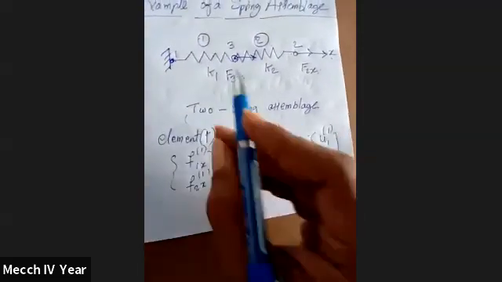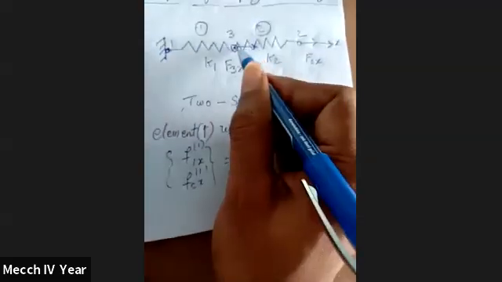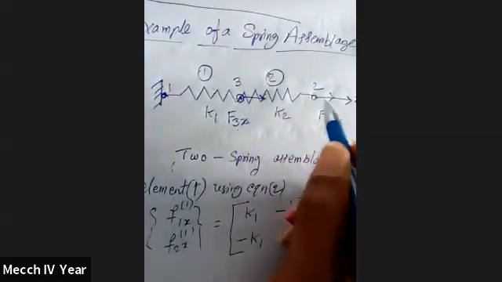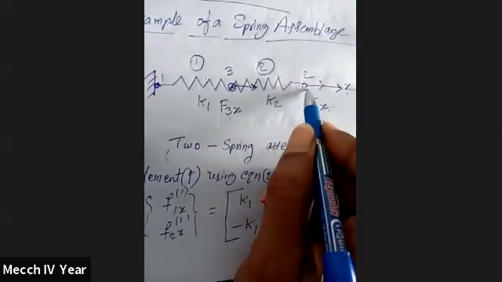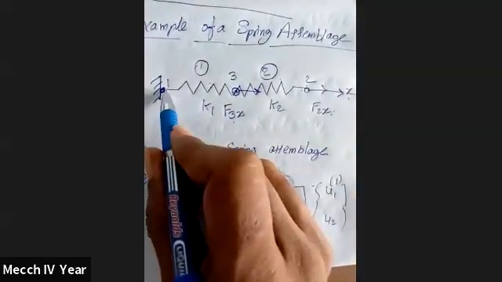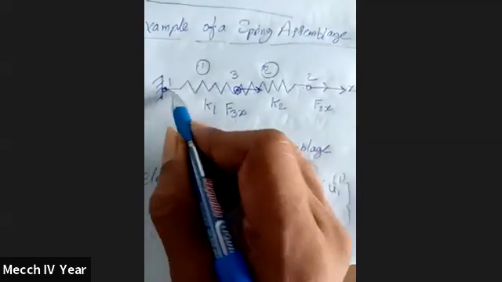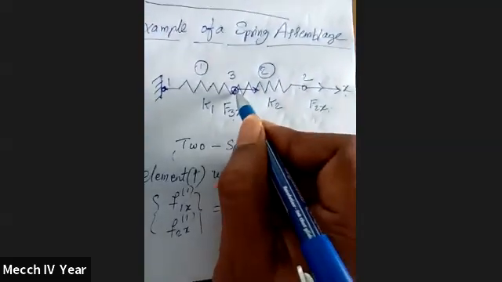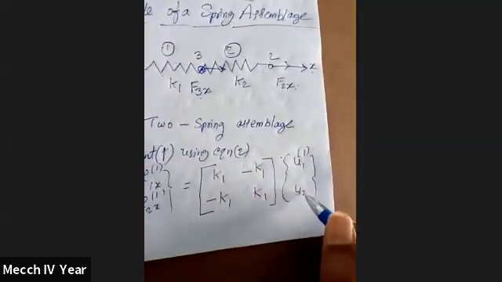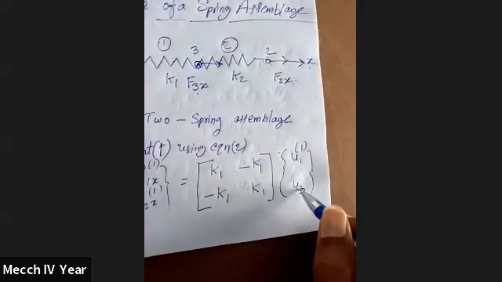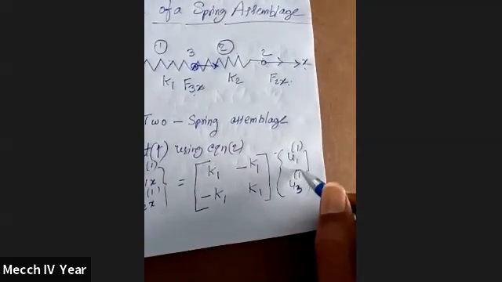Is it clear? See here, this is 1 and this is 3. After that we will go to 2, 3 to 2. So first we are going to see the spring, first spring, that is node 1 and node 3. So then here we are going to write this is U3. The element is first element.